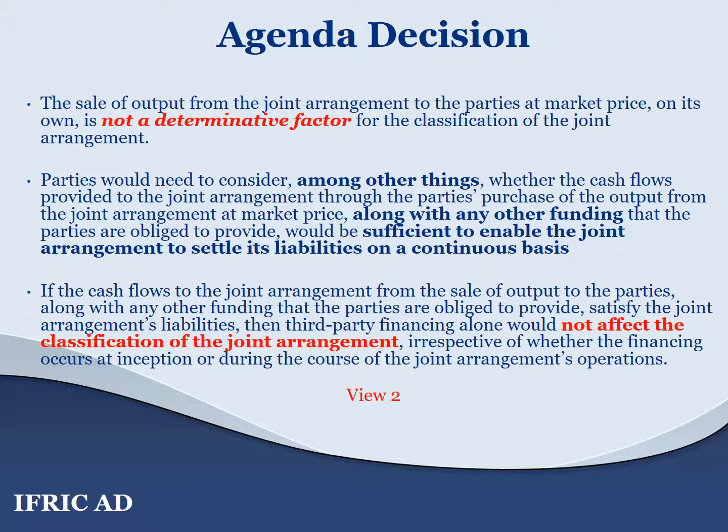This would also not be affected by whether or not the joint arrangement has in place other funding from third parties that it is using to meet its obligations, provided that the funding from the joint operators is itself sufficient to meet the ongoing obligations. So where would this arise? This would arise in a scenario where the joint operators decide, for instance, to raise an overdraft facility in favor of the joint operation through a bank.